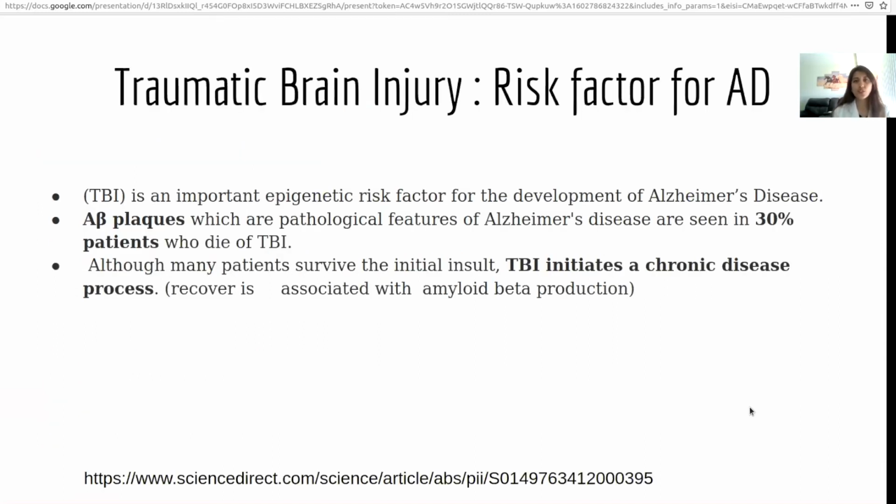So, what is the association of traumatic brain injury and Alzheimer's disease? It has been found that 30% of the patients who died of traumatic brain injury have amyloid beta plaques. Traumatic brain injury also initiates a chronic disease process of amyloid deposition in the brain. So, it is very important to monitor the people who have ever had traumatic brain injury in their life for Alzheimer's disease progression.